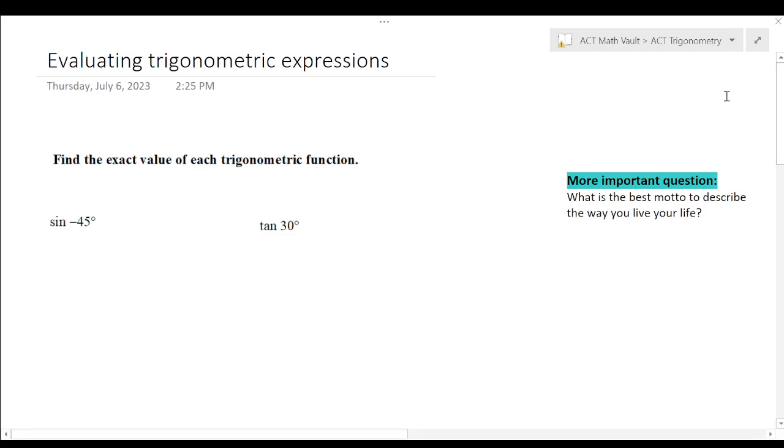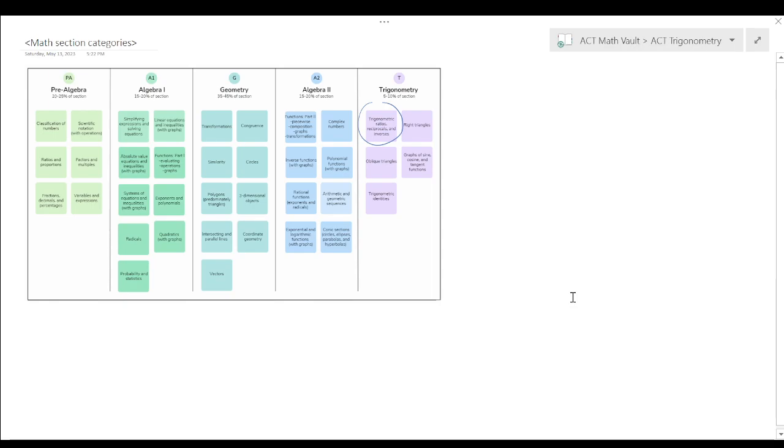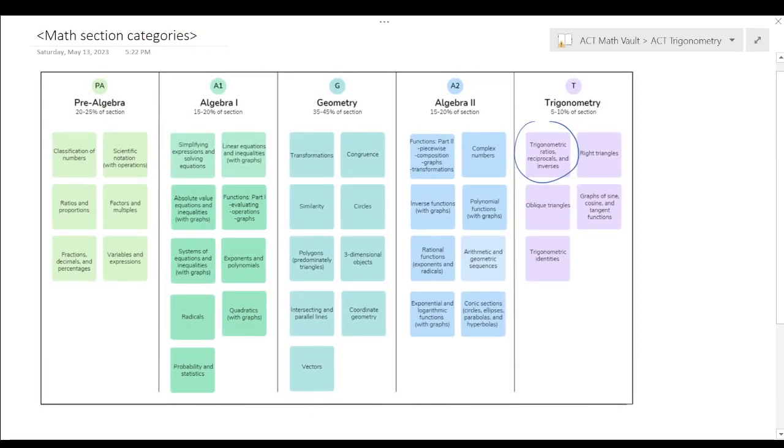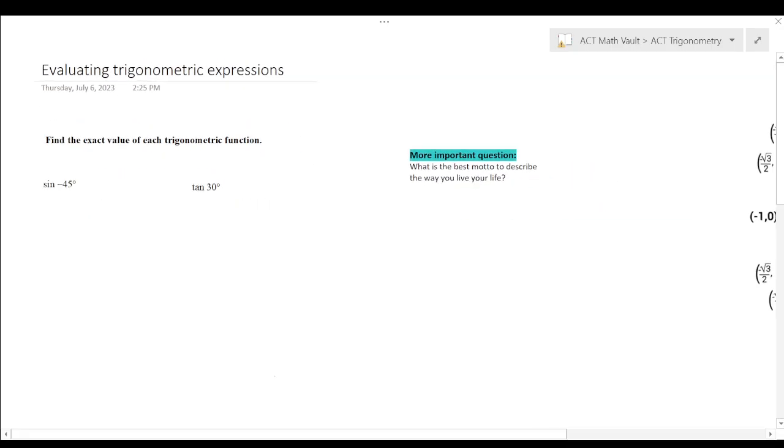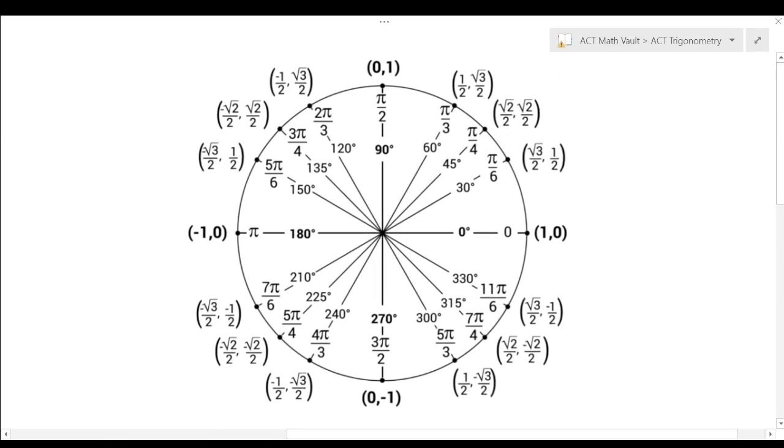So, on the math section, you will always see some questions related to trigonometry, not very many of them. These types would fall under trig ratios, reciprocals. It's evaluating a trig expression or function using information from the unit circle. And using the unit circle information is one of the standards for the ACT math section. So I thought this would be a good way to practice evaluating things like sine, tangent, and then we could talk about the reciprocal identities as well.